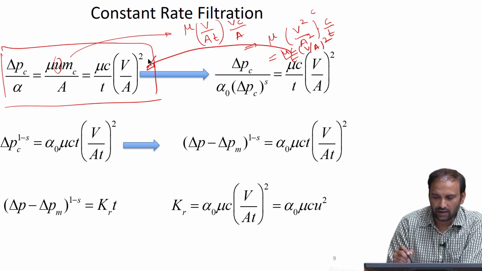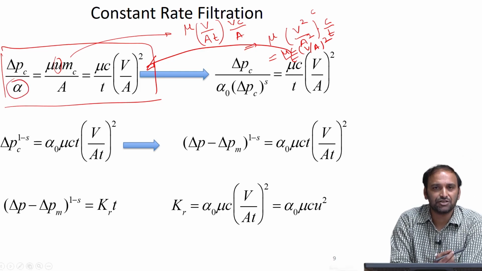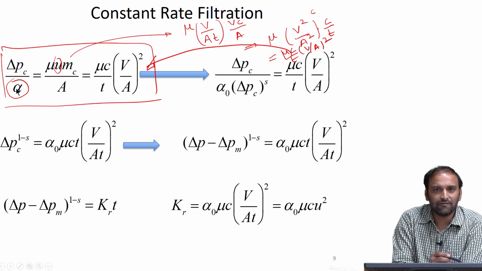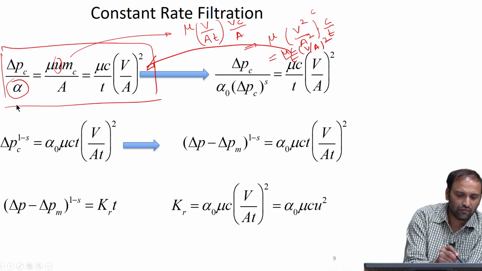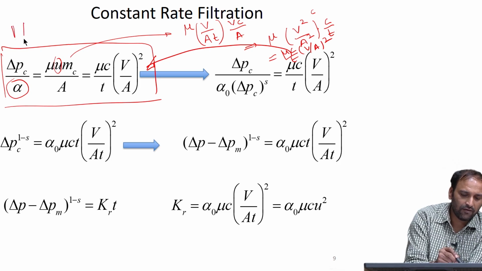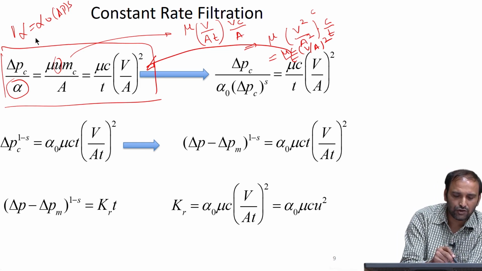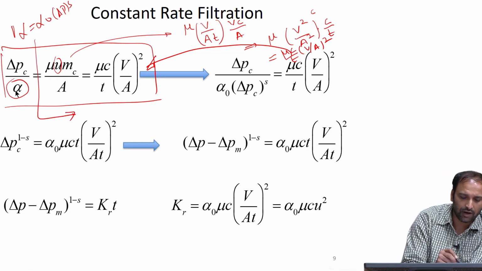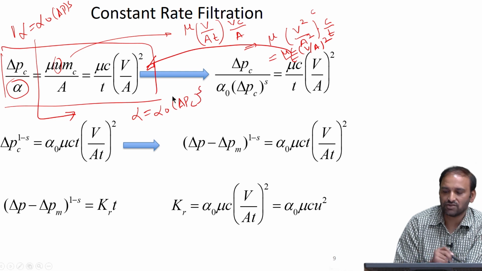But now, we had said that there are empirical relationships that relate alpha to delta p c. We saw that alpha is alpha naught into delta p to the power of s. Similarly, if you assume a similar relationship for alpha, I could write alpha is equal to alpha naught into delta p c to the power of s.